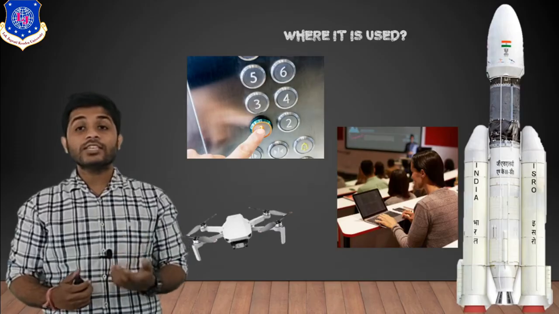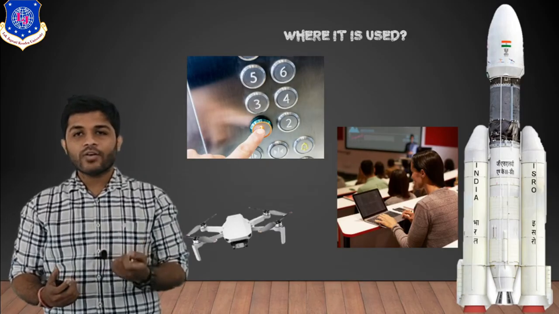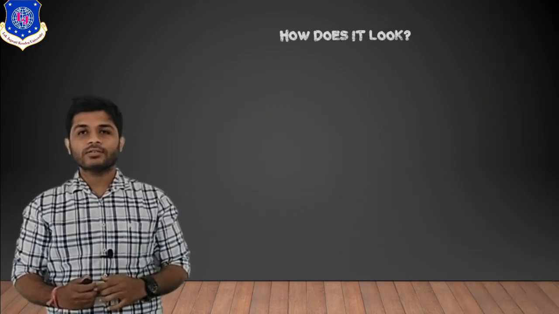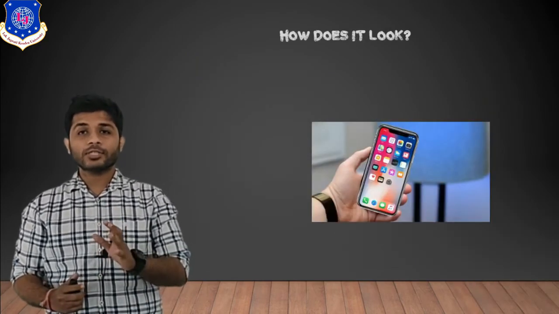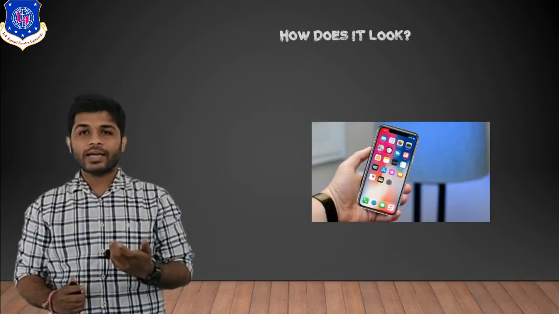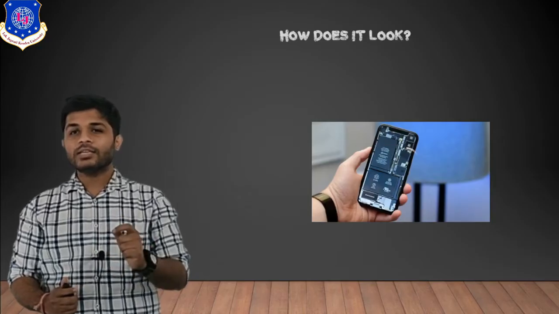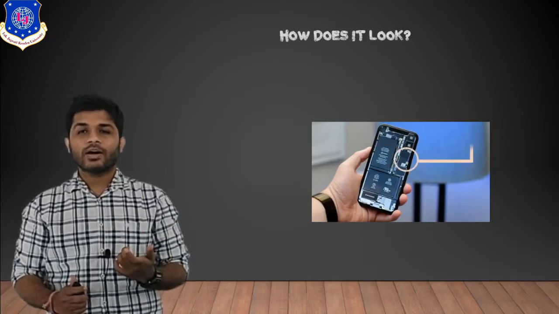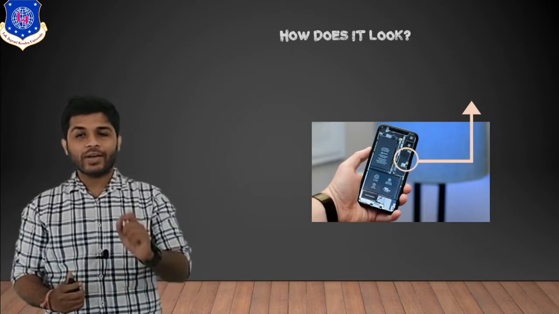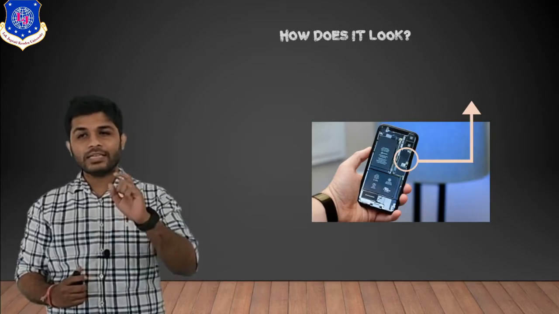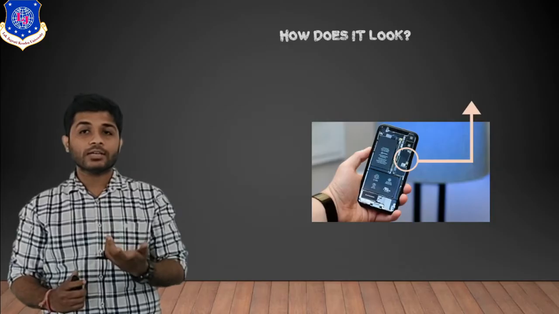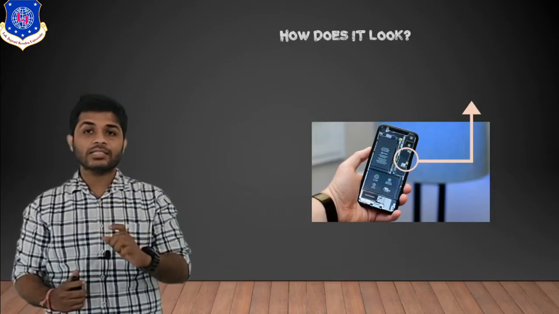But the second question still remains, that is, how does a microprocessor look, right? So let's see how a microprocessor looks. To see a microprocessor, you can open your phone and inside the phone you can see the microprocessor. Now I do not suggest you literally open your phone, but if you open your phone, you will see a black chip on which some brand name is written, and that black chip is a microprocessor.